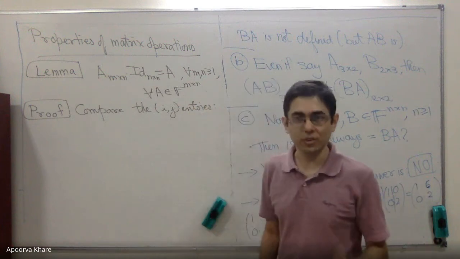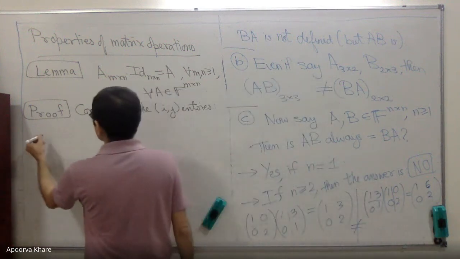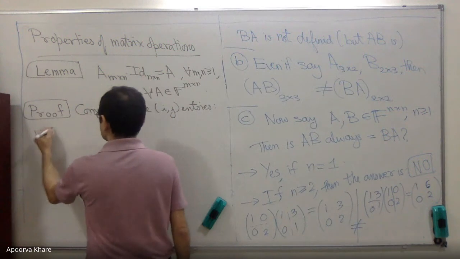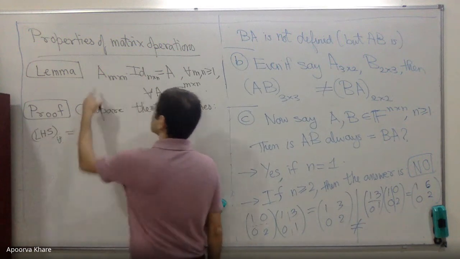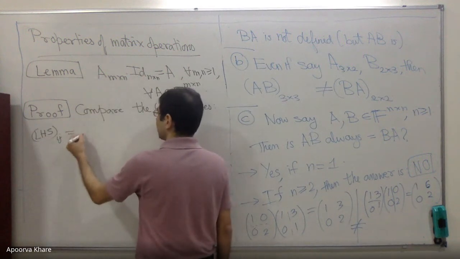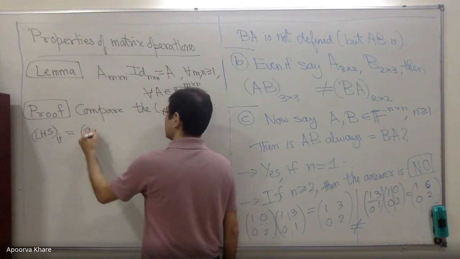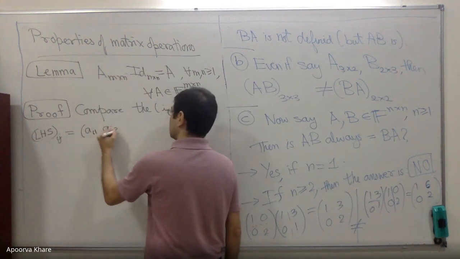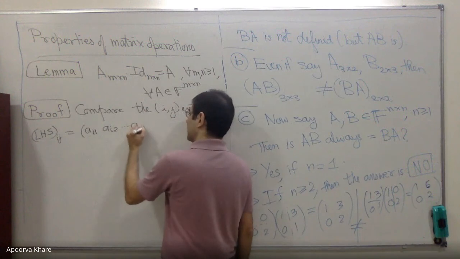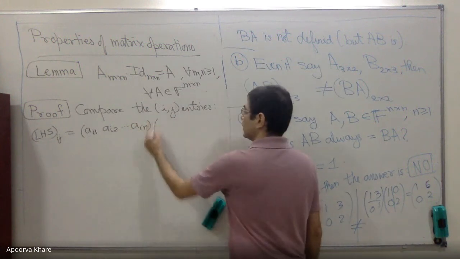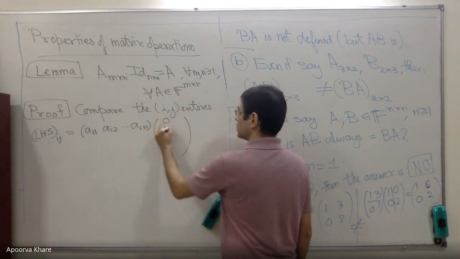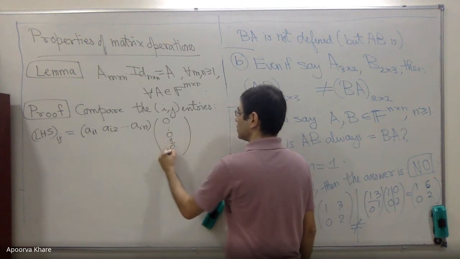Compare the i,j entries. On the left hand side, the LHS i,j entry: how much is that? That is the ith row of A, (A_i1, A_i2, ..., A_in), times the jth column of the identity, (0, 0, 0, 1, 0, 0, 0).